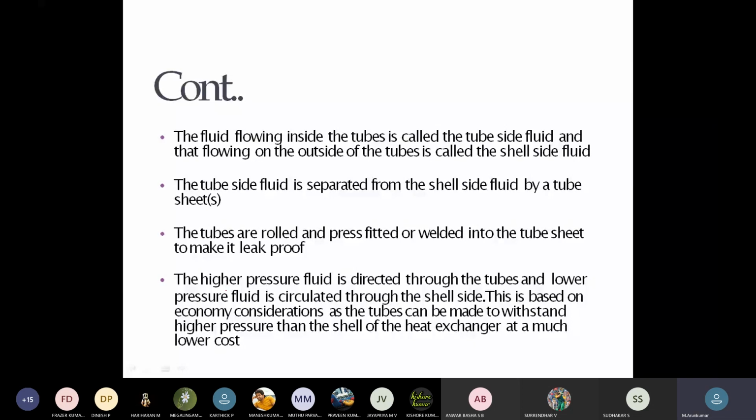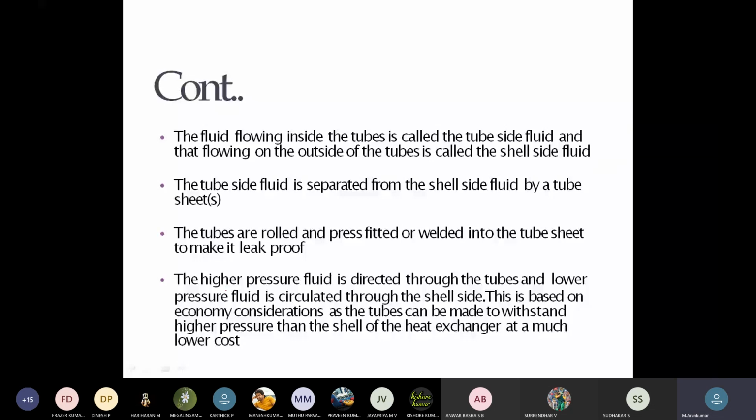Then the higher pressure fluid is directed through the tubes, and the lower pressure fluid is circulated through the shell side. This is based on economy considerations, as the tubes can be made to stand a higher pressure than the shell of the heat exchanger at a much lower cost. So we can use both the tubes as well as the shell to transfer heat, whereas the high pressure fluid is directed through the tubes, because the tubes have that much capability.